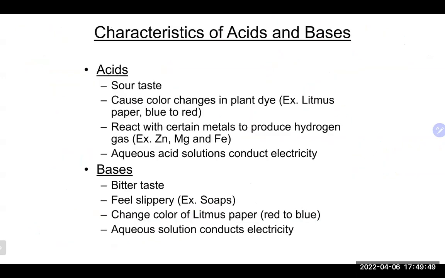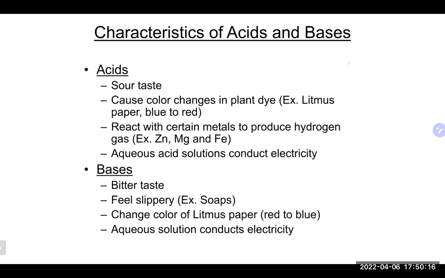All right, so let's talk about some characteristics of acids and bases. So acids have a sour taste. Obviously, don't taste any acids or bases in lab, right? They cause changes in plant dyes. So sometimes we use litmus paper, and maybe you'll use it next week. Litmus paper is basically, like it says, plant dye, and it does change color depending on whether it's an acidic or basic solution.